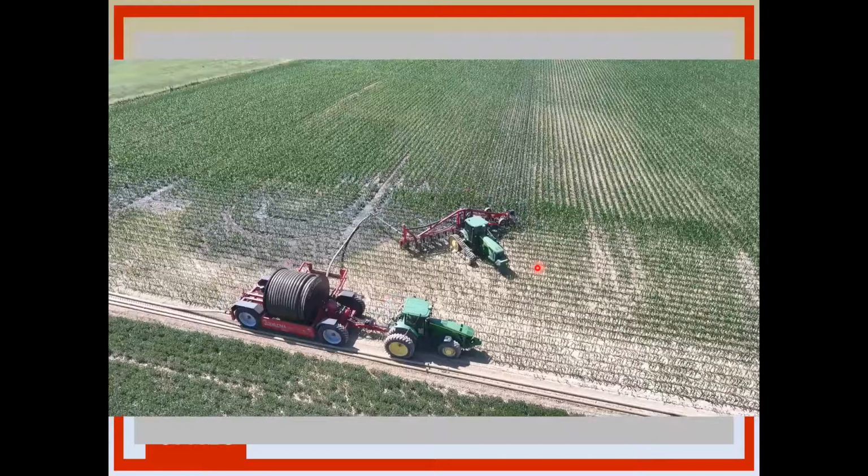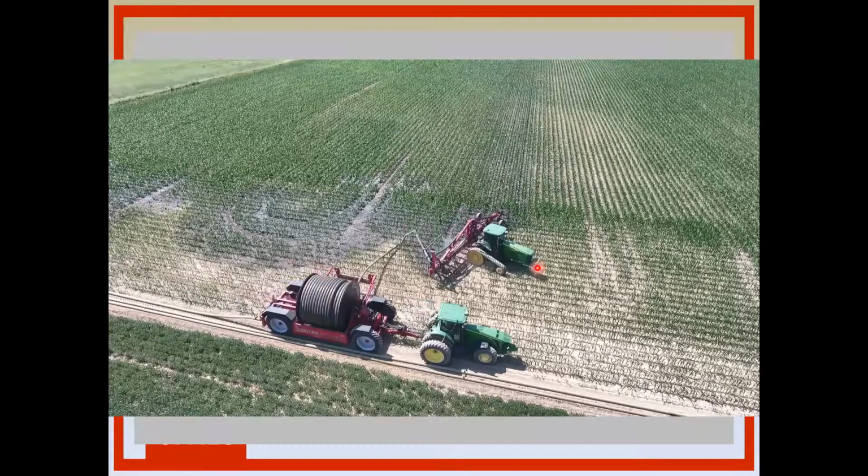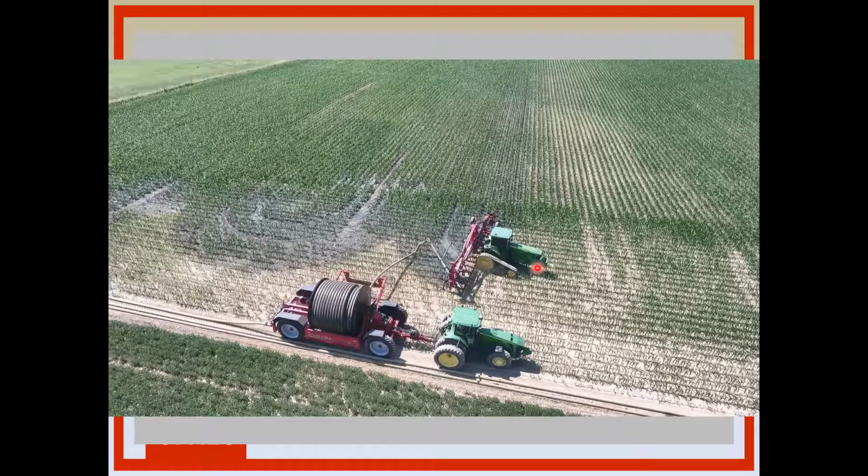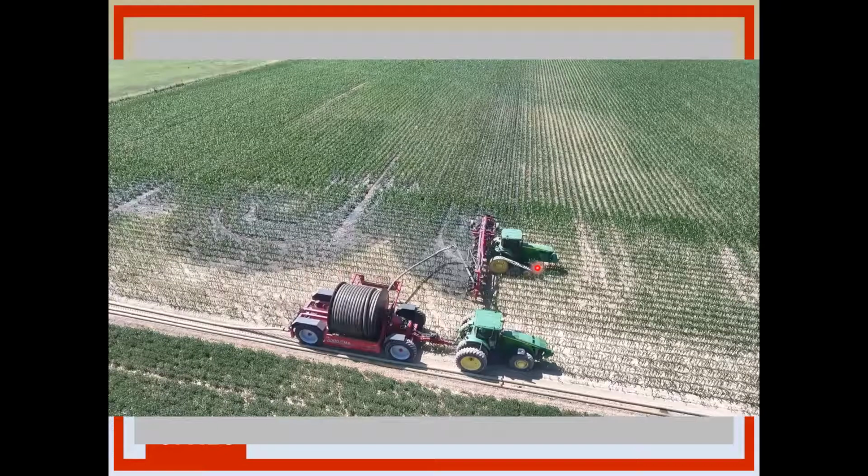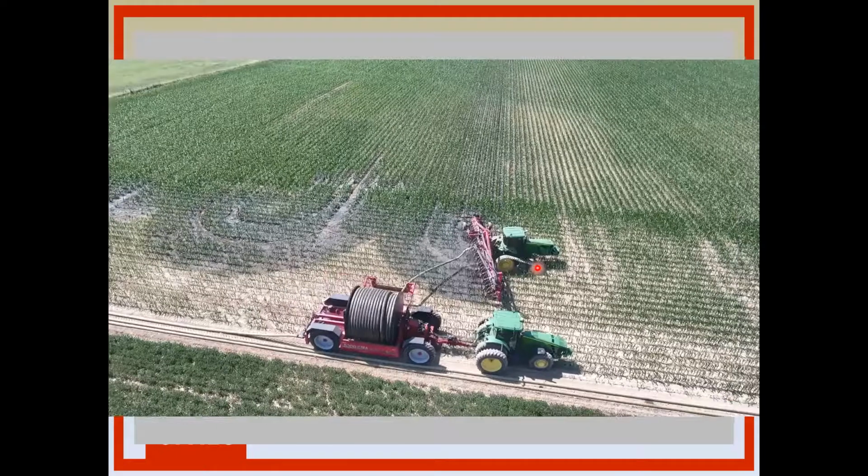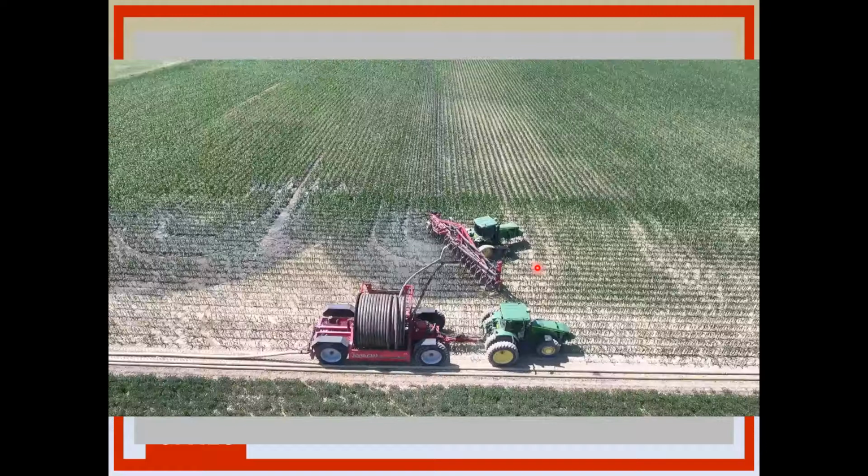This is a silver version they released this year. They're going to turn on the end and then it's going to head right back down the field. They call this a continuous manure applicator. You can see the hose has been laid out.